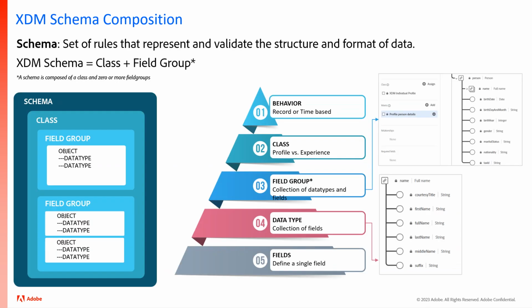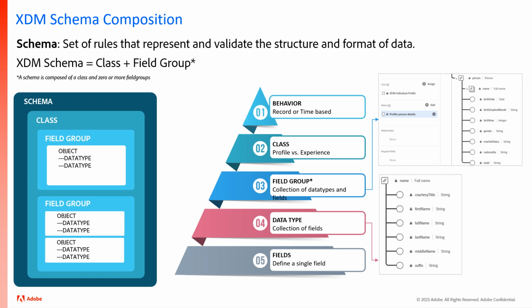Let us dive into different components of a schema to help you better understand the schema composition. A schema consists of a class, field group, and fields to represent the data. First, you assign a class, which defines what the schema is, for example, an individual profile or an experience event.